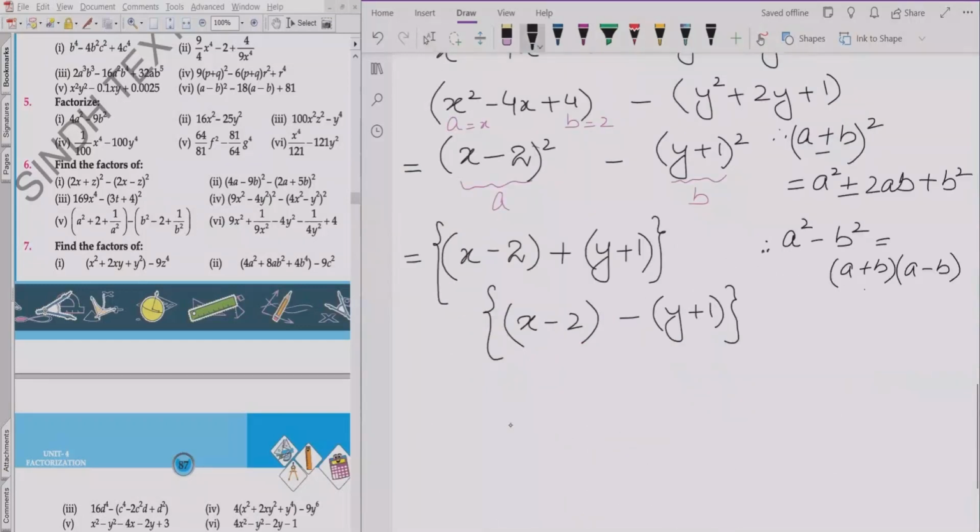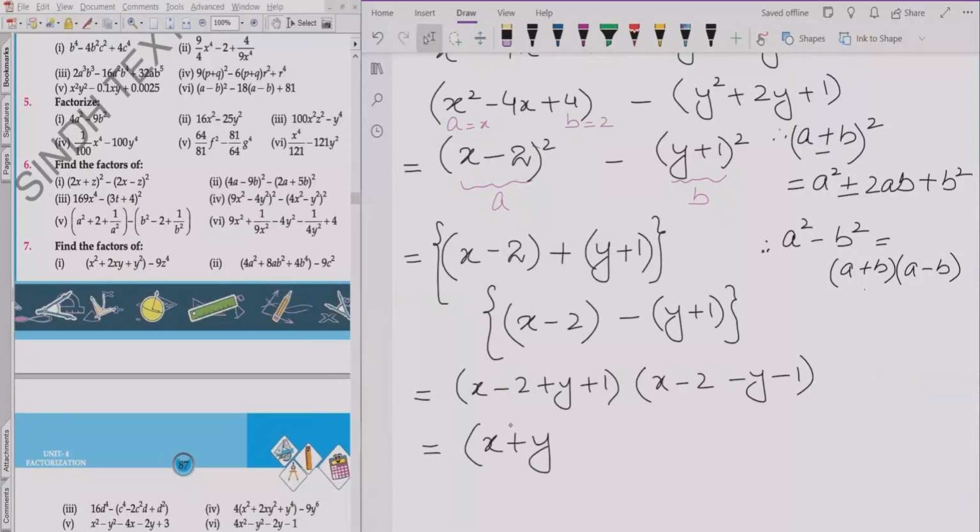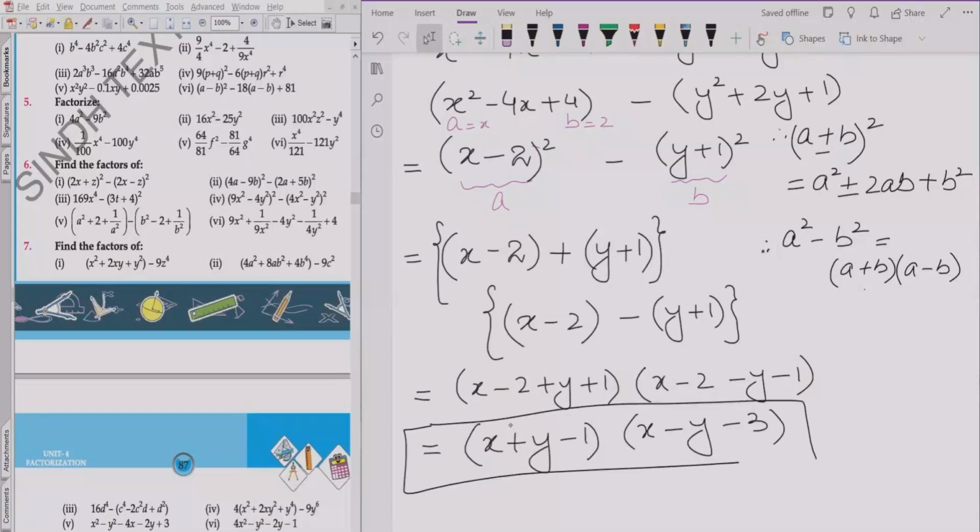Now we can simplify it in this way: x minus 2 plus y plus 1, and x minus 2 minus y minus 1, right? And after that, we will simplify: x plus y minus 1 and x minus y minus 3, right? So this is the answer of this question. I hope you understand how we can solve this question.